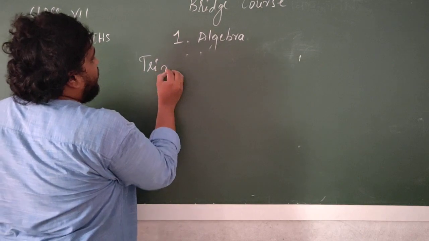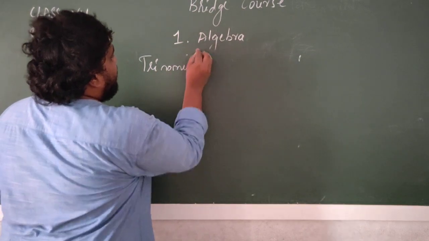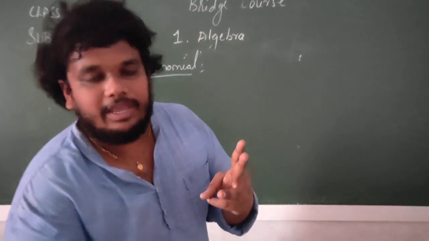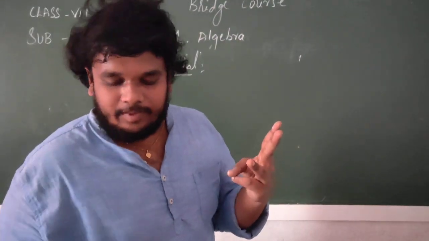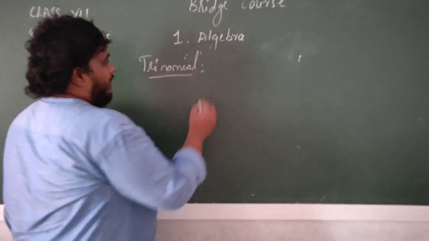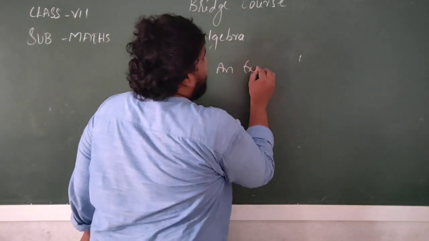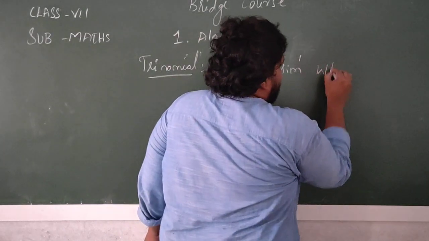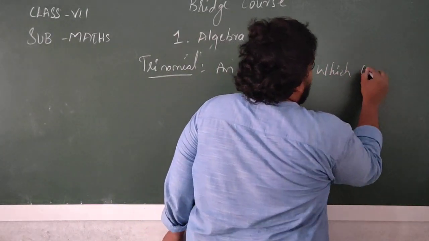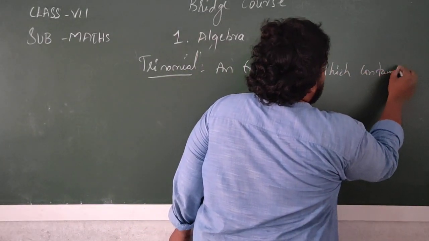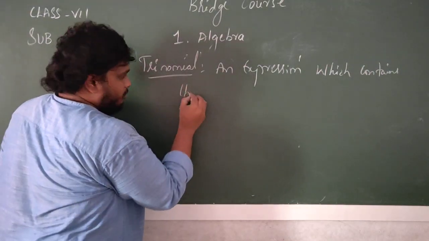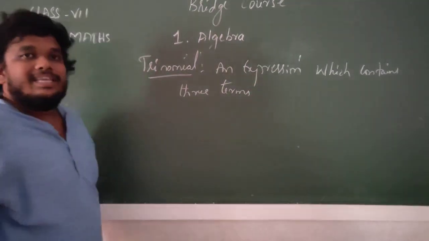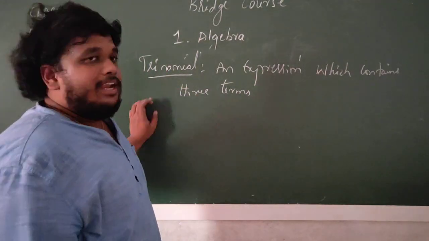So trinomial. What is meant by trinomial here? Tri in the sense of 3. A trinomial is an algebraic expression which contains three terms. An expression which contains three terms is known as a trinomial.